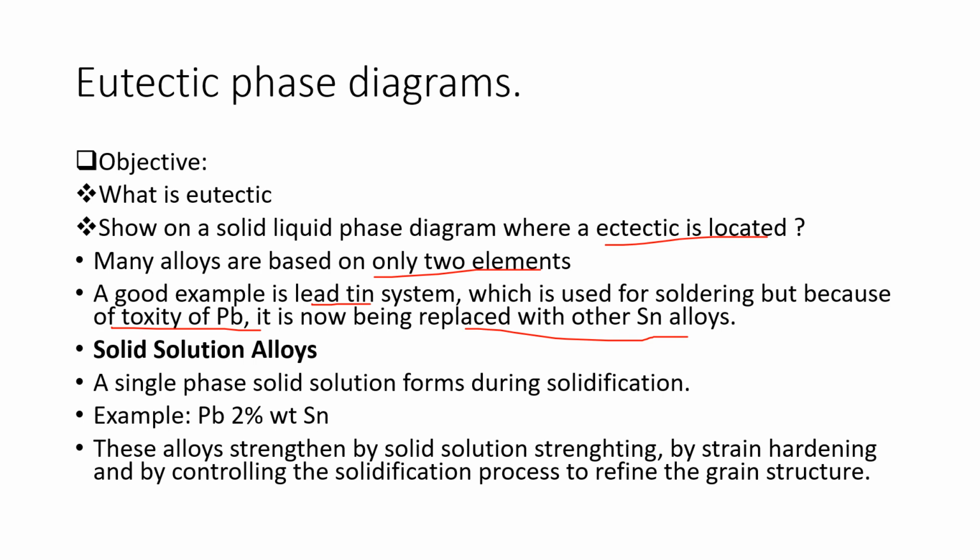In solid solution alloys, a single phase solid solution forms during solidification. The example is 2% by weight lead with tin. These alloys are strengthened by solid solution strengthening, by strain hardening, and by controlling the solidification process to refine the grain structure.